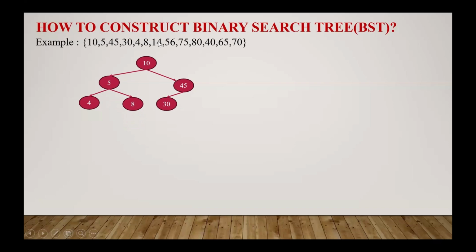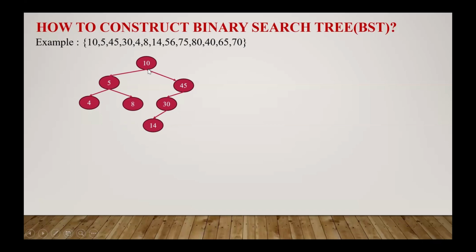Next element is the 14. The root is 10, so 14 is greater than 10. So it will move to the right child. Now here 45 is present. 14 is less than 45, so it moves to the left subtree. Then 30. 14 is less than 30. Less than means left side. So on the left side we make the 14.